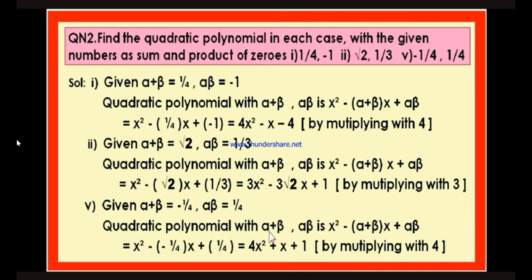You can check. We have the formula to find the sum of the zeros if we know the quadratic polynomial. The sum of the zeros, alpha plus beta, is minus b by a, that is minus 1 by 4. We got minus 1 by 4 only. Then the product of the zeros is equal to c by a. Here c is 1 and a is 4, so 1 by 4. It is also equal to 1 by 4.